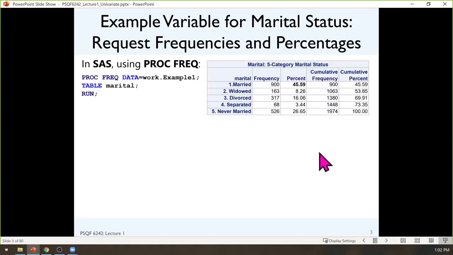Come back here. There we go. So for instance, welcome to SAS. I have SAS and Stata. This is what it would look like to ask for the frequency of responses to a variable with 5 options for your marital status. SAS syntax, as it's known, you can think of it as code, is the set of instructions that tells the program what to do.